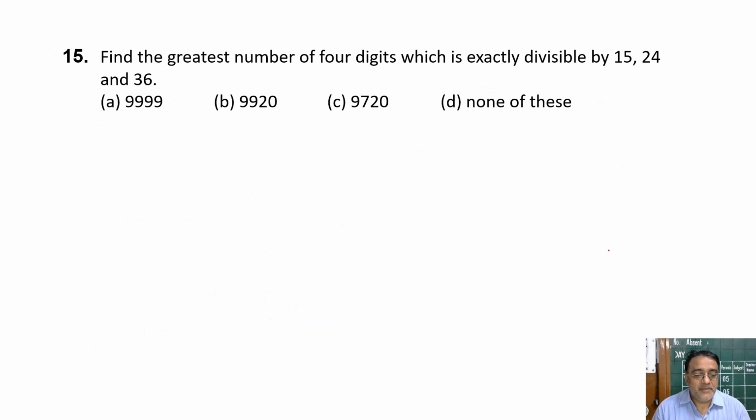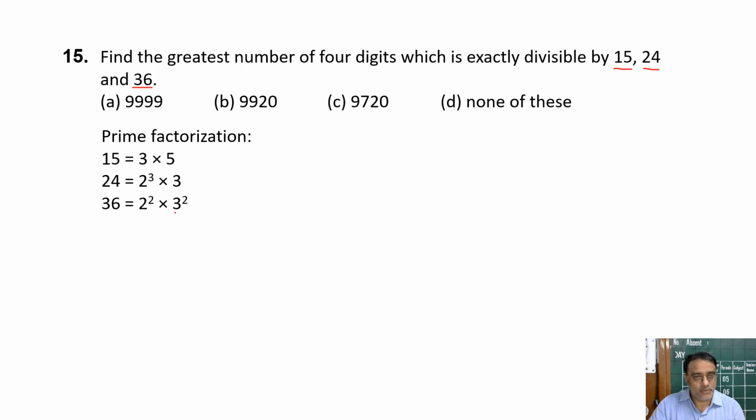Now we are moving toward question number 15. Find the greatest number of 4 digits which is exactly divisible by 15, 24 and 36. So one number is divisible by many numbers. So what you have to find? LCM. LCM, right. So 15 we can write as 3 into 5. 24 we can write as 8 into 3, that is 2 to the power 3 into 3. And 36 we can write as 4 into 9, 2 to the power 2 into 3 to the power 2.